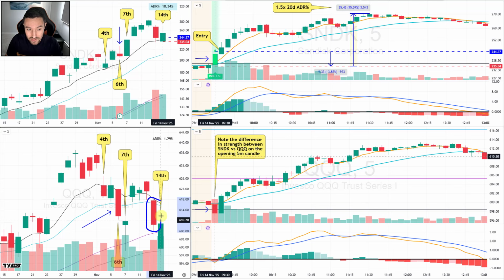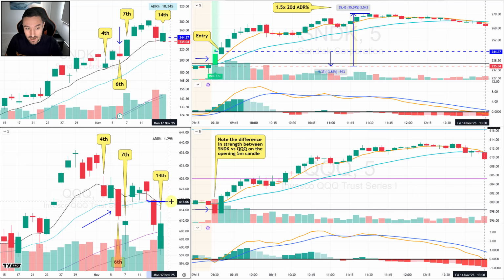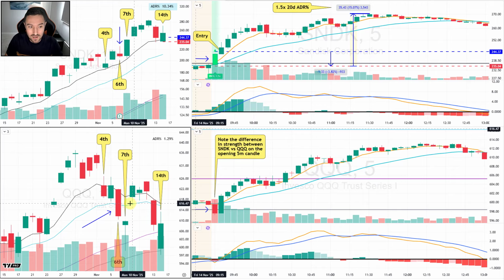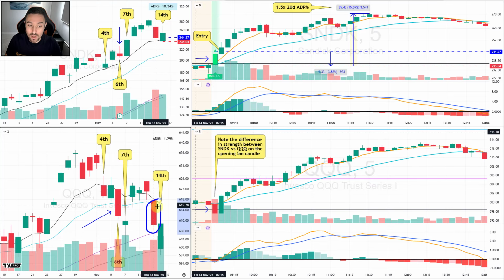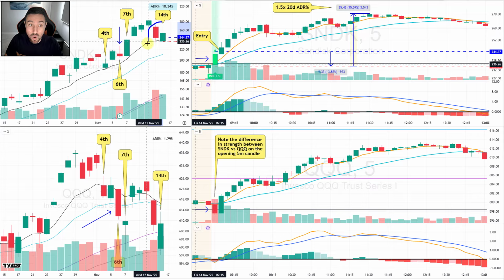Look at the 13th. I'll just circle it. Look at this bar here for the Qs. Loses the 10, loses the 21, closes below the prior 3 sessions lows, goes out all the way down here. So it's lost the 10, it's lost the 21. Whereas SNDK holds the 10.